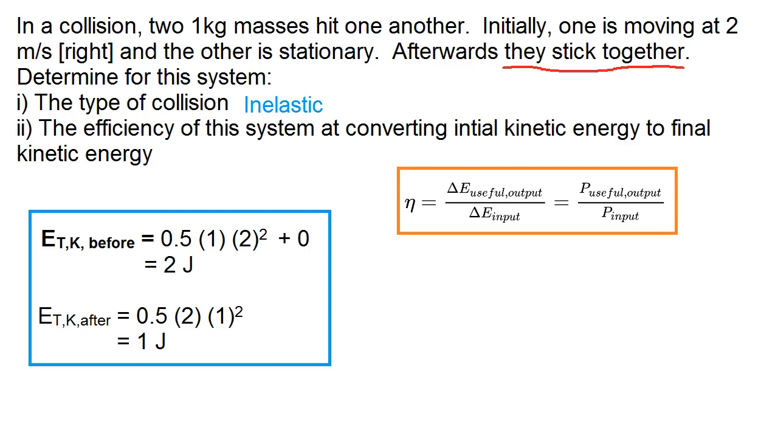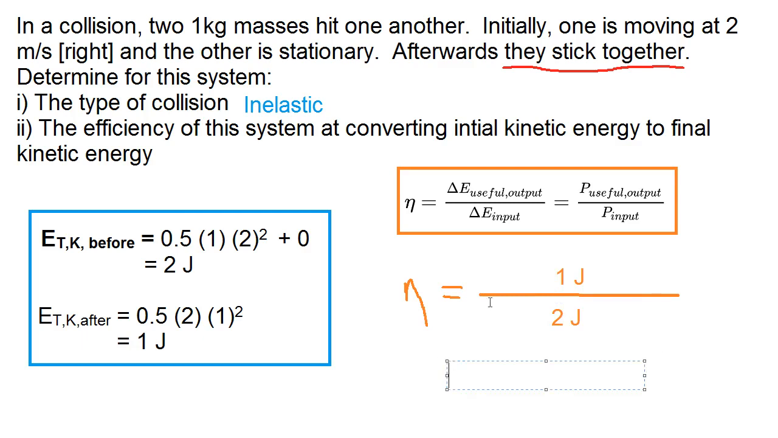So if our goal is to find eta here, we're just going to simply want to divide what we consider to be the useful output by what we put in. Now, if we're converting initial kinetic energy to final kinetic energy, whoops, that's the wrong one. Got myself mixed up here. If we're converting initial kinetic energy to final kinetic energy, our input is what we start with, and our output is what we end up with.